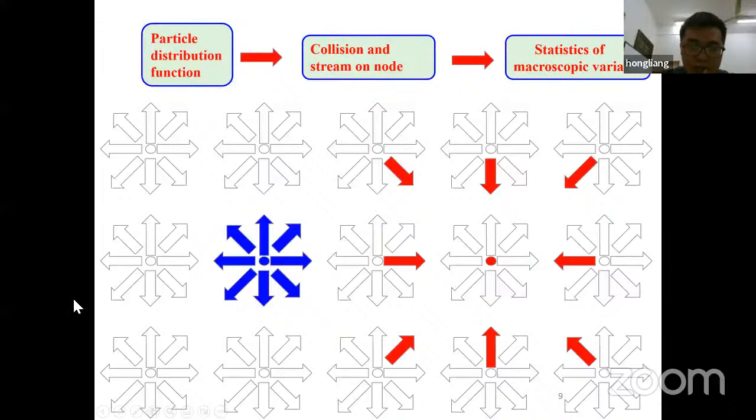Now we can see that the evolution of Lattice-Boltzmann includes two stages. The first one is collision, and the second one is streaming. And you can see the movement. Next, you can see this is the movement.